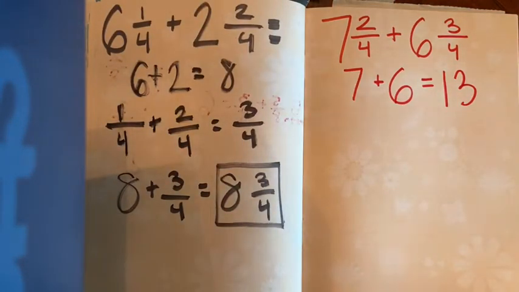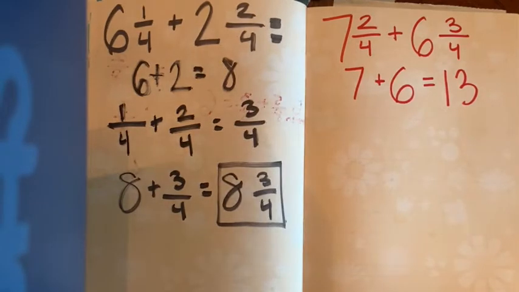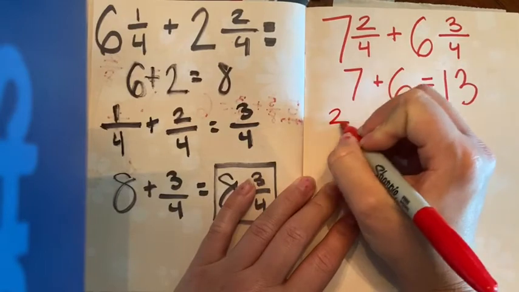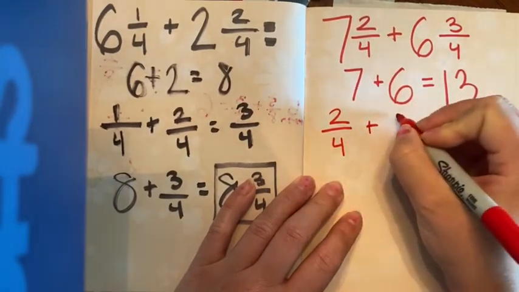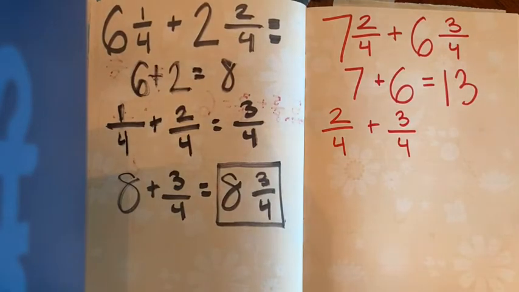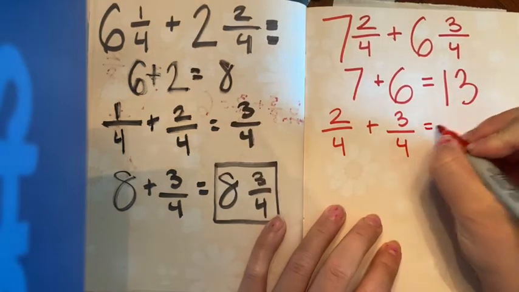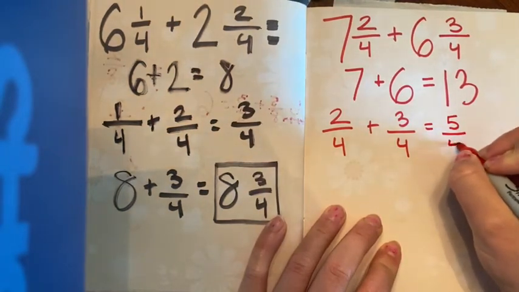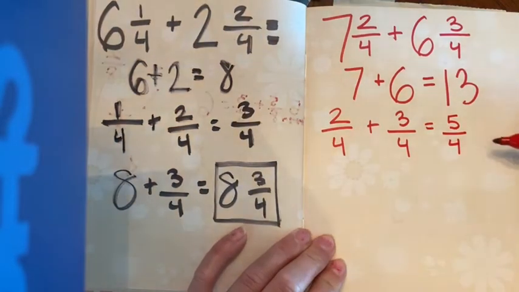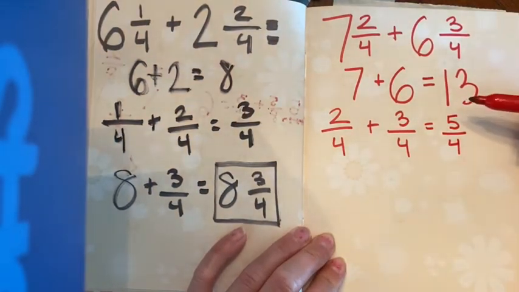Now that we have this information, we want to begin to add our fractions. Our fractions that we have are 2/4 plus 3/4. So take a moment and add those fractions together. Well, when you add 2/4 plus 3/4, you get the improper fraction of 5/4. So we have an improper fraction and a whole number of 13.